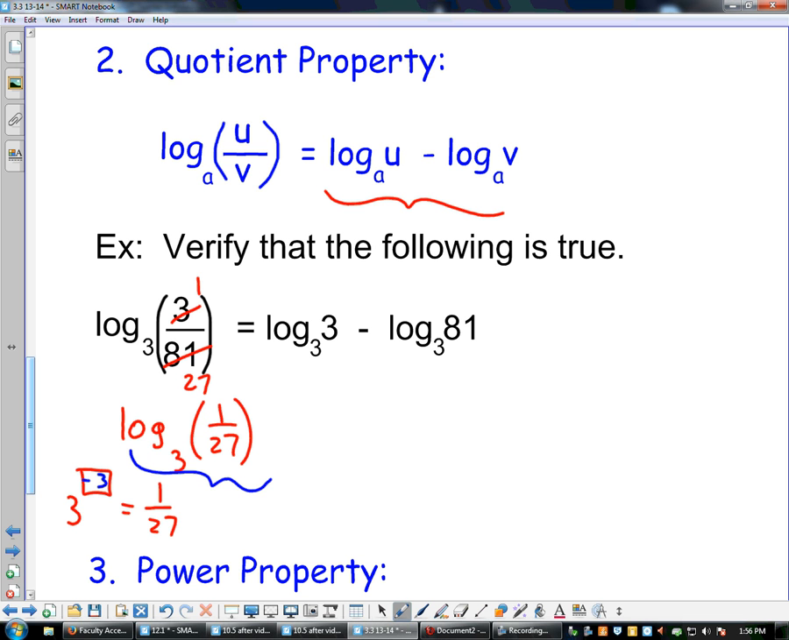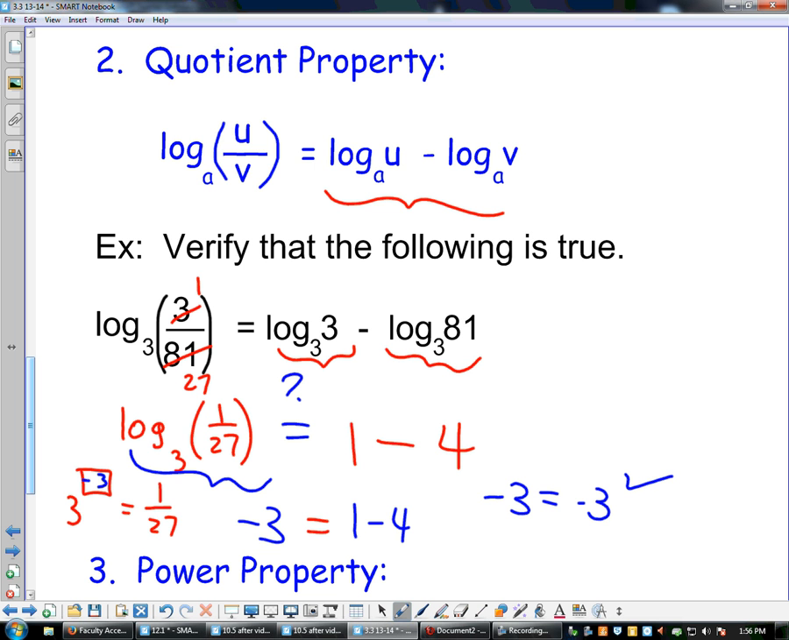So this left side of the equation is just equal to negative 3, and we're wondering, is that equal to log to the base 3 of 3, which is just 1, minus log to the base 3 of 81, which is 4? So I get negative 3 is equal to 1 minus 4. Sure it is. Negative 3 equals negative 3. So this quotient property does work.